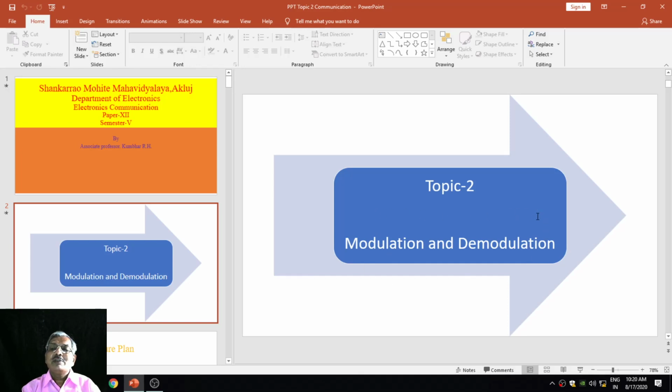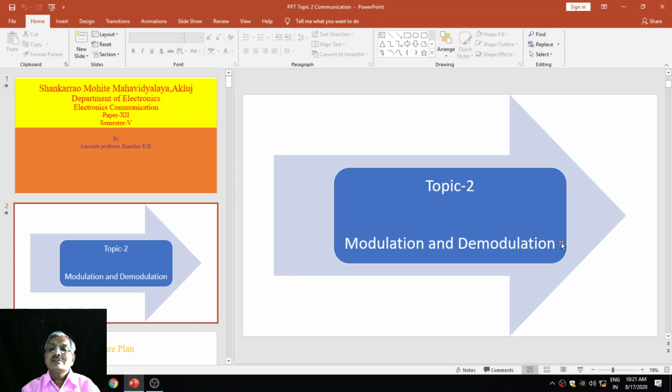When we studied the first topic, in the general block diagram of the electronic communication system, we represented two blocks. One is a transmitter and the second one is a receiver. While describing these two blocks, I told you that modulation is the process that is used in the transmitter. Without modulation, no signal is transmitted to cover a large distance. And demodulation is a process that is used in the receiver.